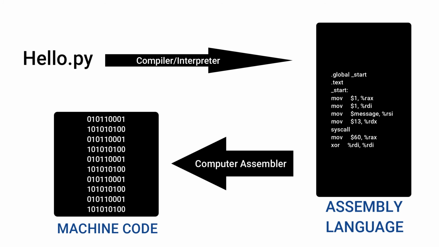Let's recap again. Programming language code will be converted into assembly language with the language's compiler or interpreter. This assembly language will be converted into machine language with the computer's assembler. Then computers will perform operations.